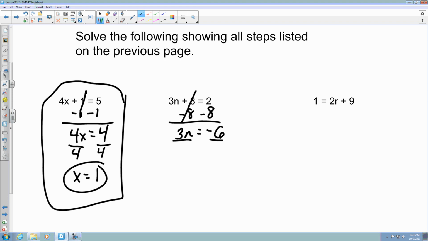I have to use division in order to solve for my variable, because the goal is still the same. The goal is to get the variable by itself on one side of the equal sign. In this case, n equals negative 2.